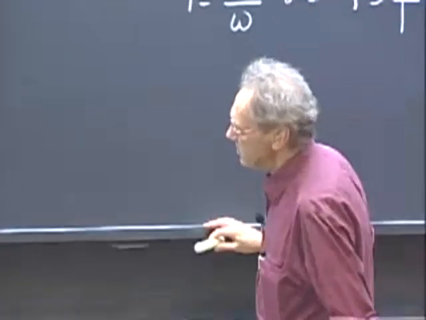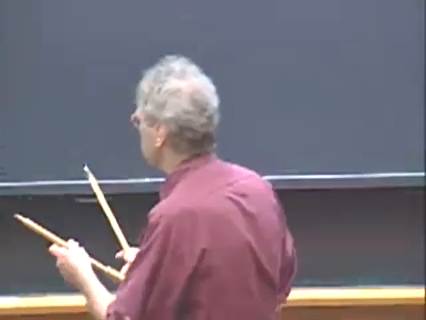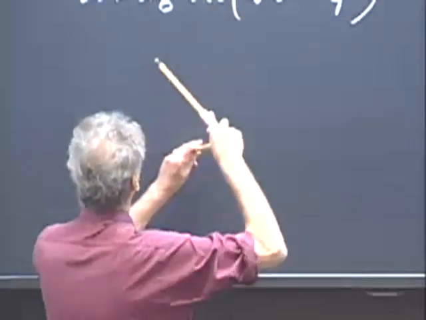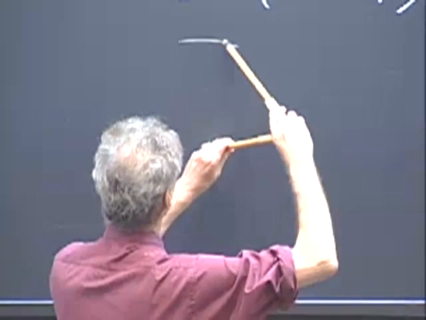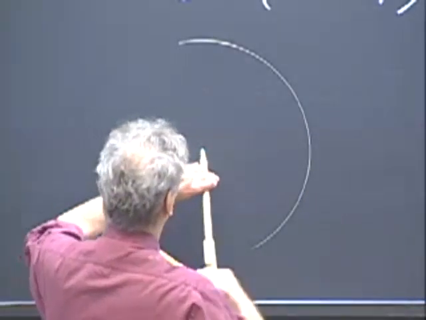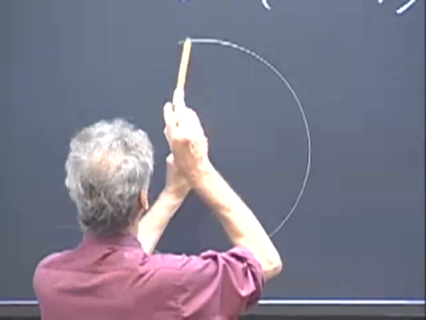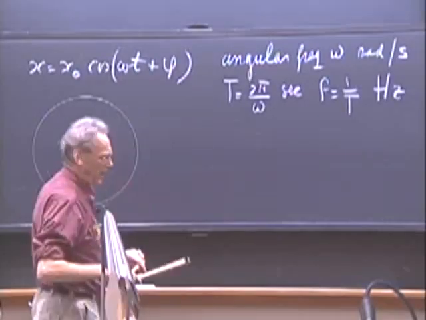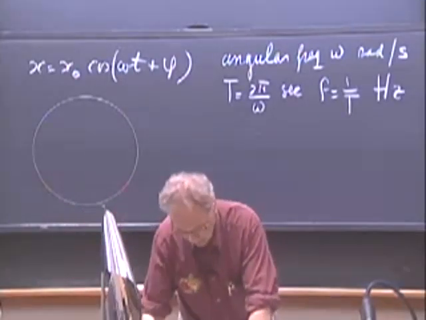If I have a uniform circular motion, and I project that uniform circular motion onto any line in the blackboard, then I get a simple harmonic motion.